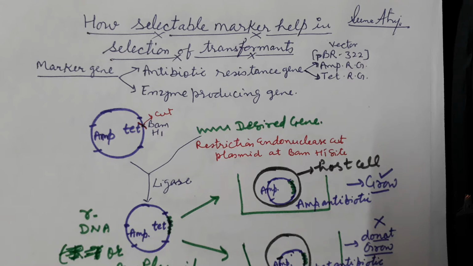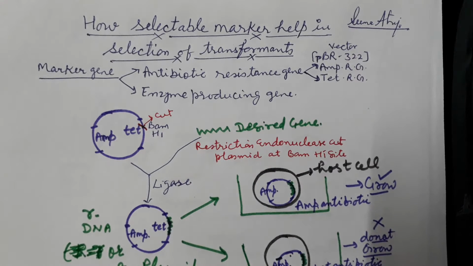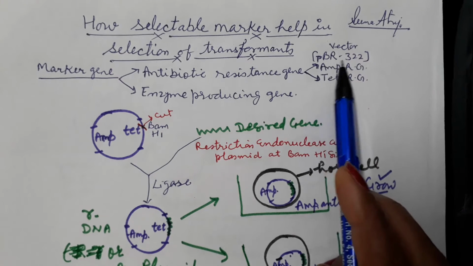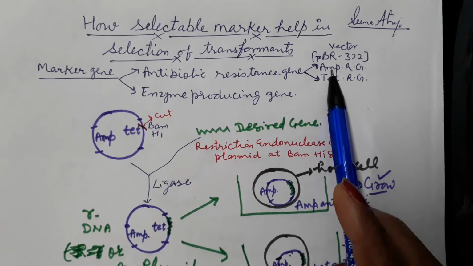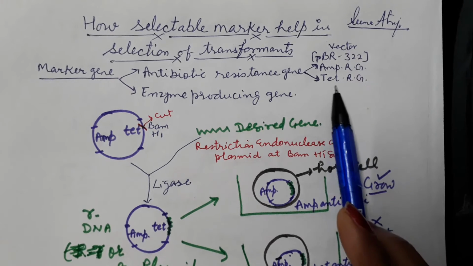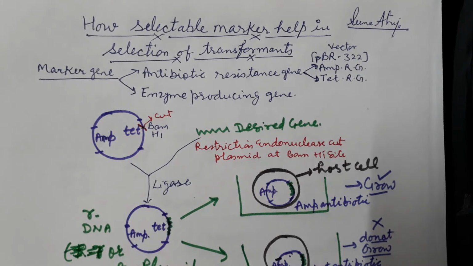So these are our two marker genes. One is the antibiotic resistance gene, and in the case of the pBR322 vector, there are two antibiotic resistance genes present: one is the ampicillin resistance gene and the other is the tetracycline resistance gene. The second marker gene is the enzyme producing gene. Both these marker genes help in selection of the transformant.